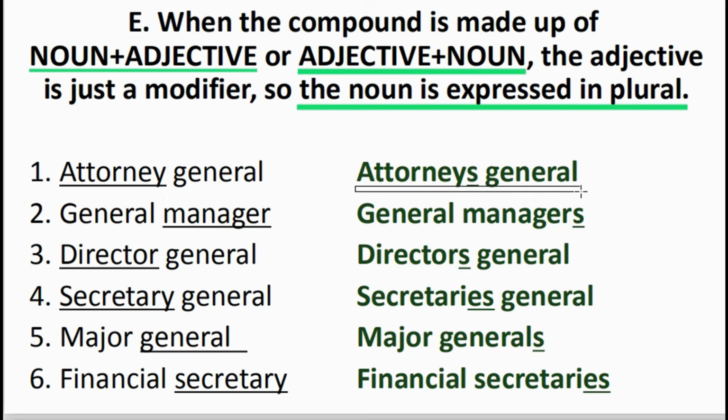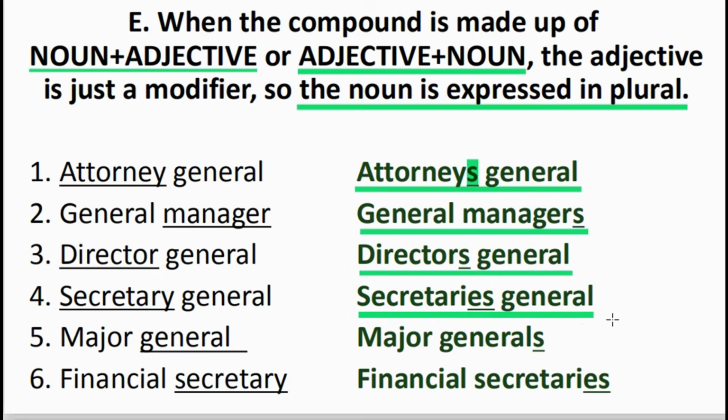Attorney becomes attorneys, then attorney general becomes attorneys general. General manager becomes general managers. Manager is the noun, general is the adjective. So the noun, which is manager, takes the plural marker. Director general. Director is the noun, general is the adjective. So it becomes directors general. Secretary general becomes secretaries general.